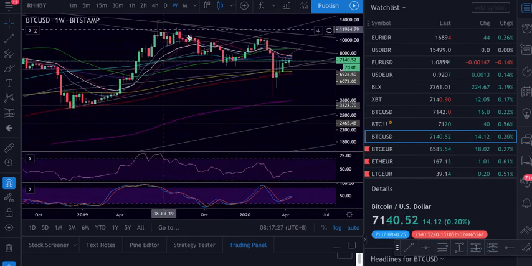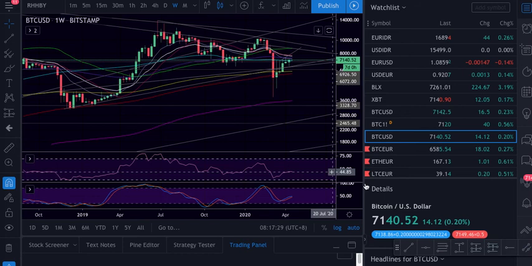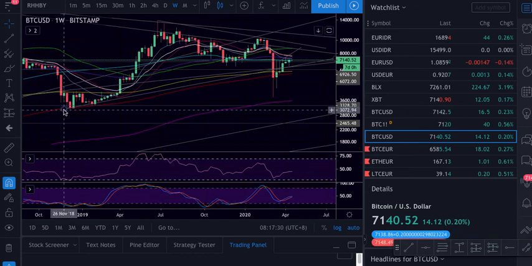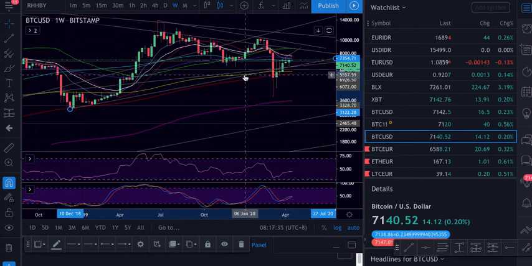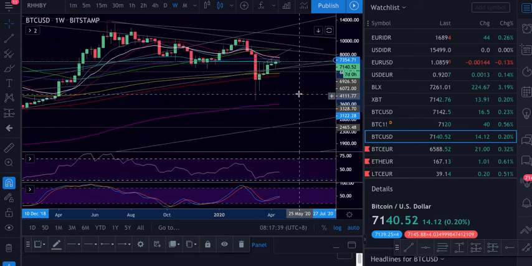And you can also draw from here. You can draw this one. This is the one I drew on the monthly. It's easier to draw on the weekly. So this trend line, it's done on the weekly.